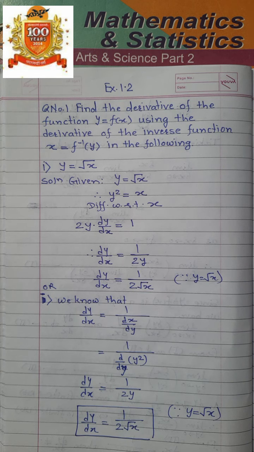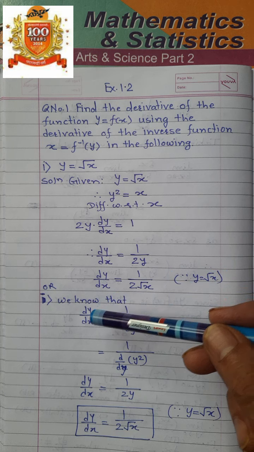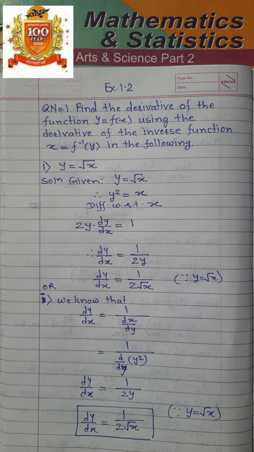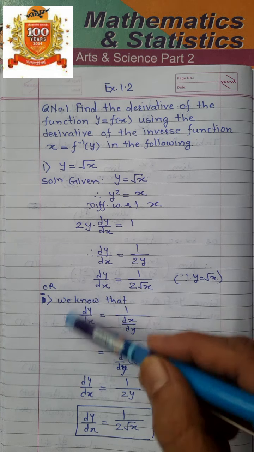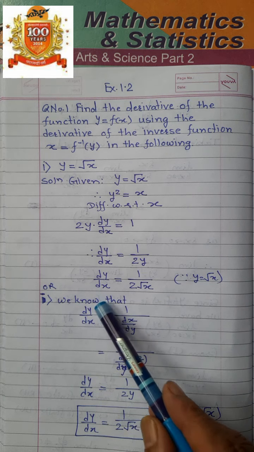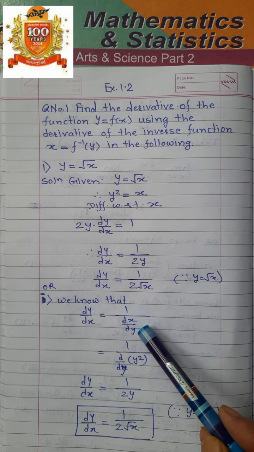But we have to solve this question in a different way, by using the inverse function method. What is the inverse function method? In the theorem of inverse function we have seen that we proved dy by dx is equal to 1 upon dx by dy, isn't it? So we use this result for solving this question. We know that dy by dx is equal to 1 upon dx by dy.